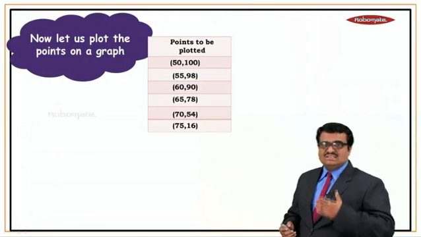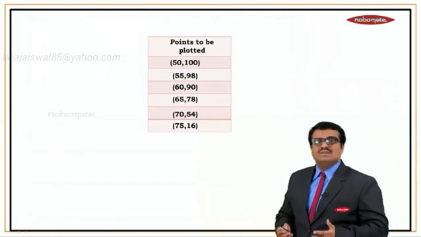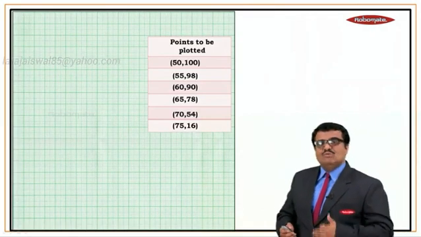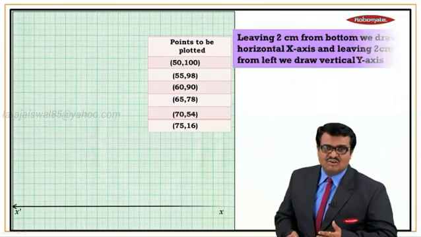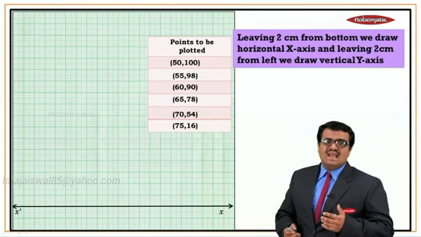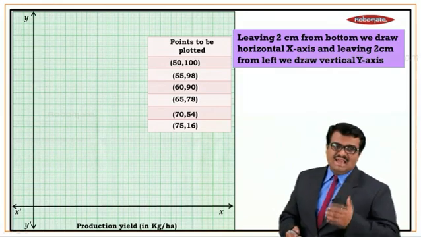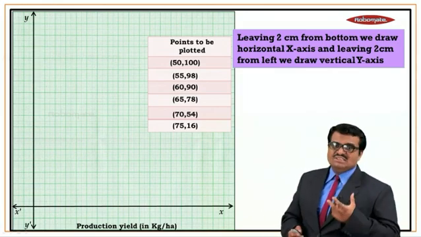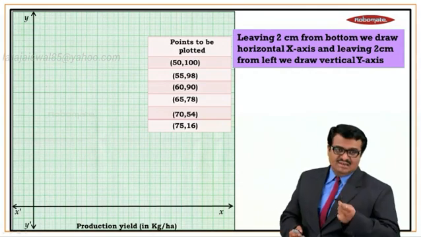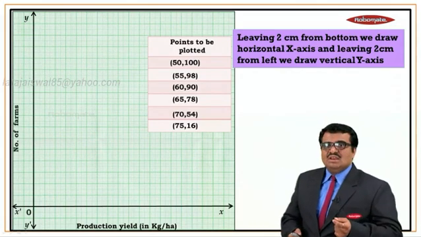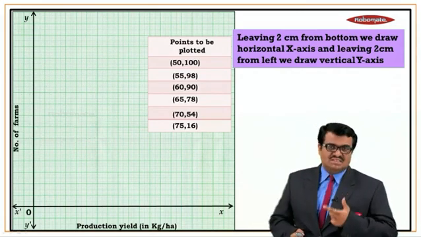Okay. Now let us plot the points on the graph. We'll take up a graph paper, leave 2 centimeters from the bottom and draw the horizontal x-axis, and leaving 2 centimeters from the left, we'll draw the vertical y-axis. On the x-axis, we are going to write the classes, which is nothing but production yield in kg per hectare. And on the y-axis, it is number of farms in this sum.